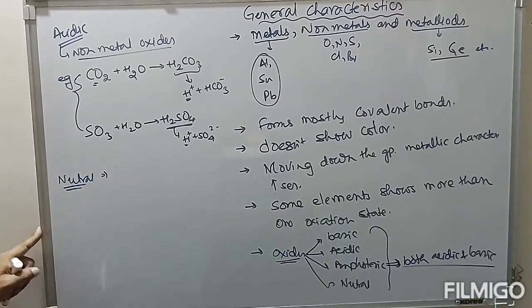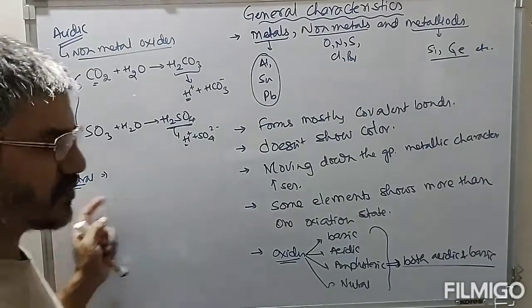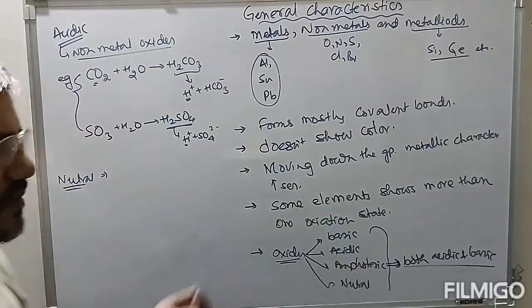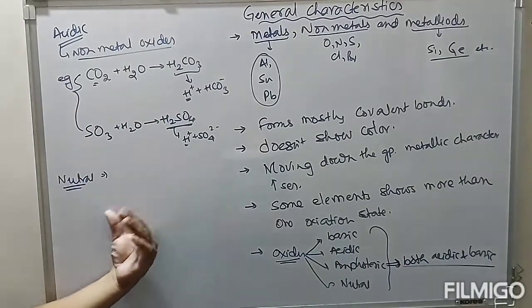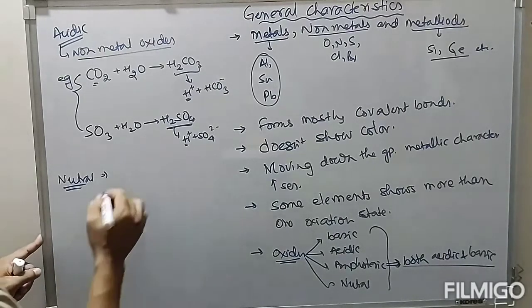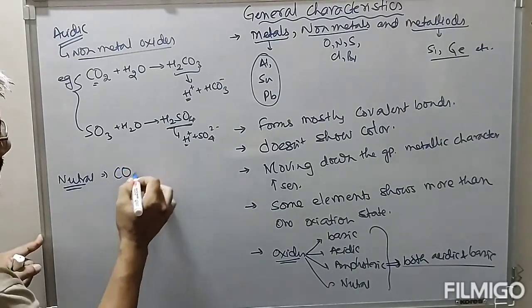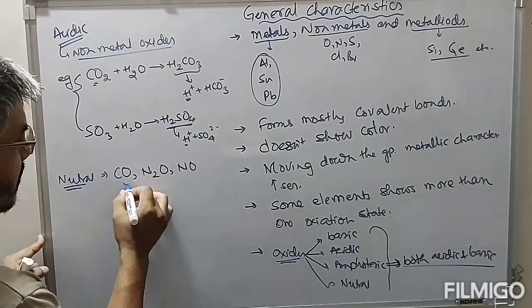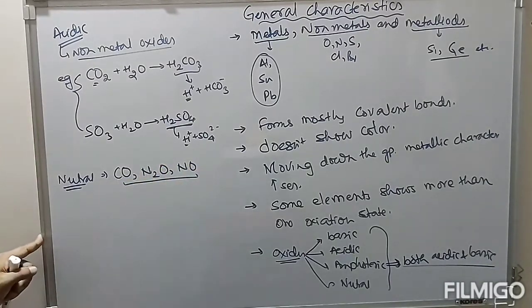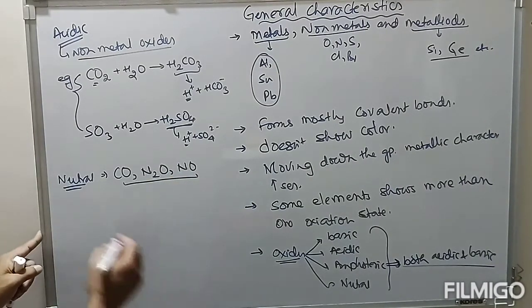Neutral oxides. Neutral oxides means they do not react with acid or base. There are some compounds which do not react with acid as well as base. Those compounds are neutral in character. We have carbon monoxide, nitrous oxide, and nitrogen monoxide. These are non-metal oxides, but they do not show acidic as well as basic properties.